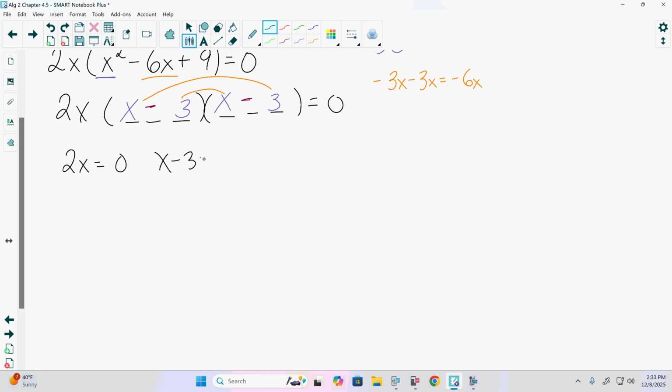Because here, since these three expressions multiply together equals 0, it means that either 2x is 0, x minus 3 is 0, or x minus 3 is 0.